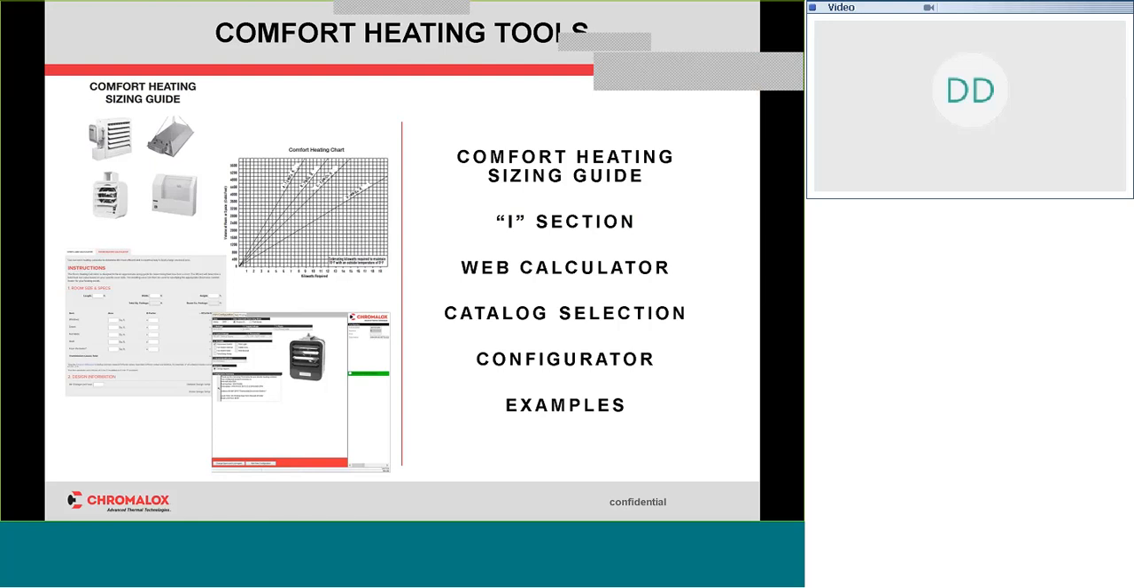Now, something with the comfort heating, I touched on in the first presentation was more of the quickness to quote. In this specific line, the design's not necessarily intensive. There's a technical aspect to everything we do, but this will be applying some standard products, a compilation of standard products to solve a customer's application.